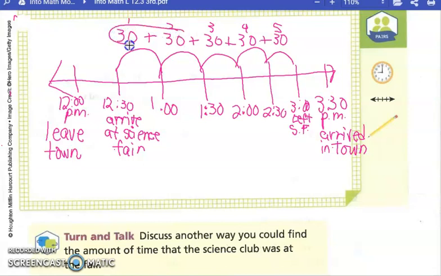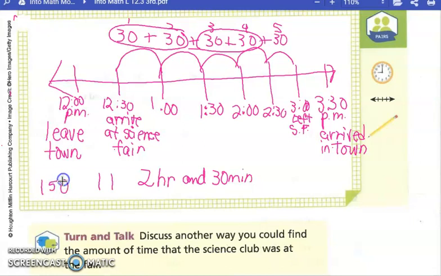We can circle this. This is how many hours? 1. This is 30 minutes plus 30 minutes is 60 minutes. So that's another hour, and then we have 30 minutes. So these are each an hour. So 2 hours and 30 minutes. Another thing you can do is take 150 minutes and divide it by 60.